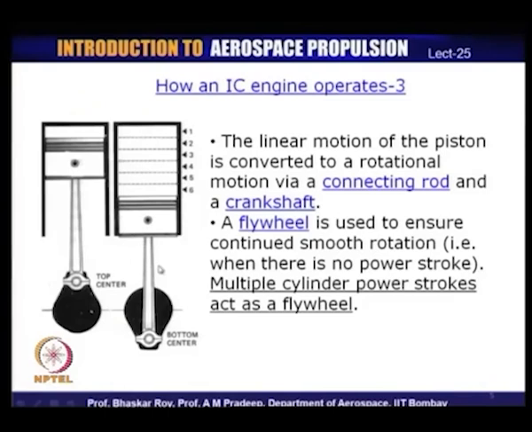This linear motion now needs to be converted to a rotary motion, and that is done through the crankshaft, which supplies power to the propeller in the case of an aircraft engine, and that is how the propeller rotates and creates thrust. So, we need to convert the linear motion of the piston to a rotary motion, and that is done through the system of connecting rods, cams and crankshaft. And then we have the concept of the flywheel, which sustains the continued smooth motion through the other strokes, so that we have continuous motion.